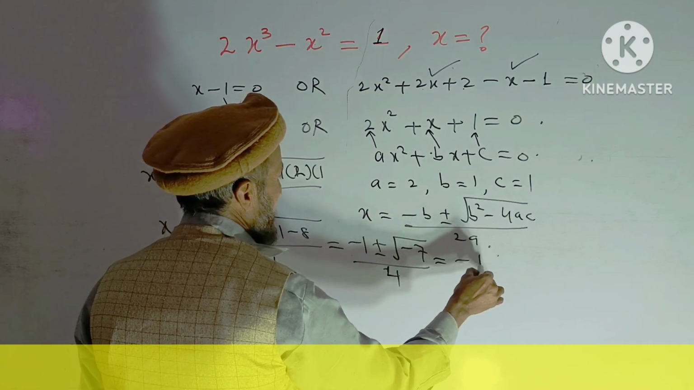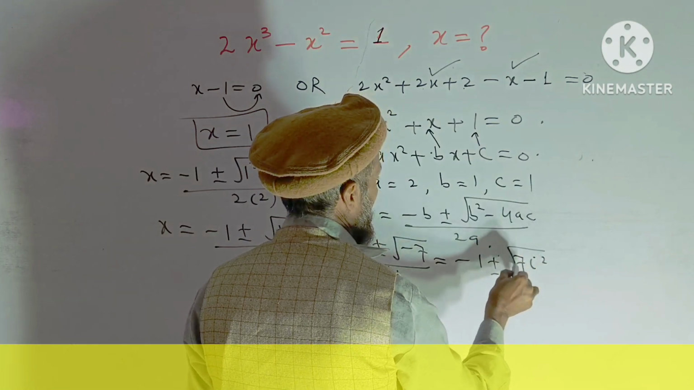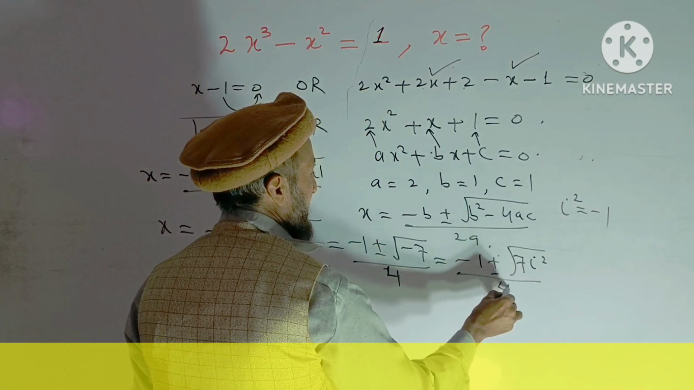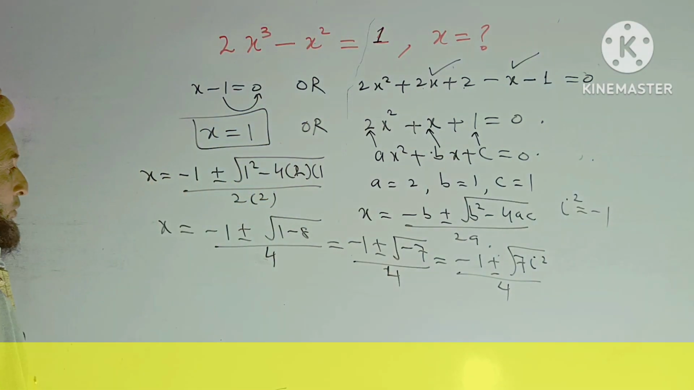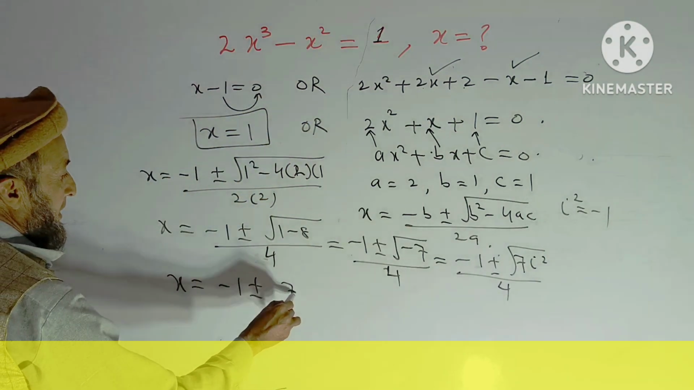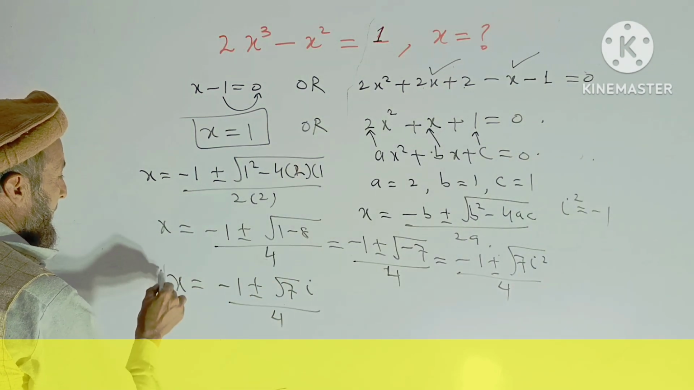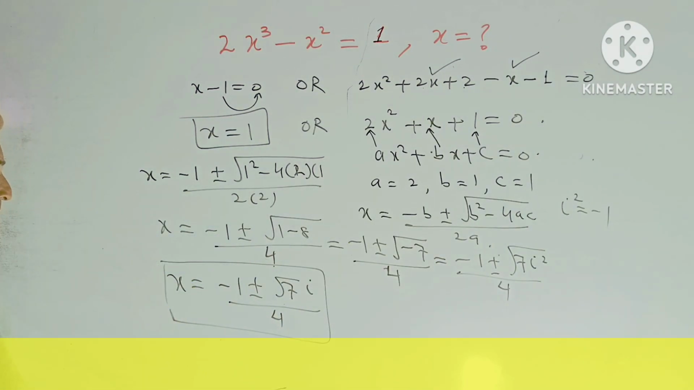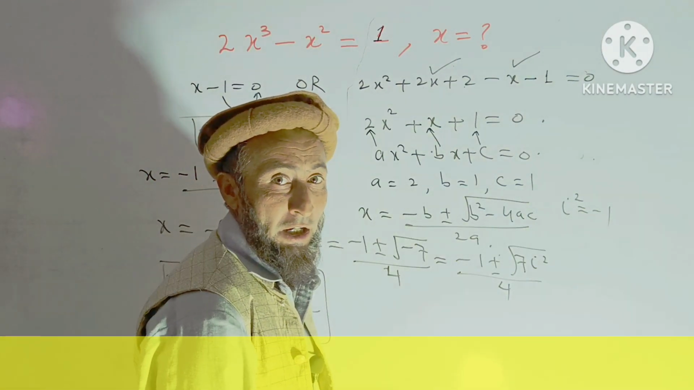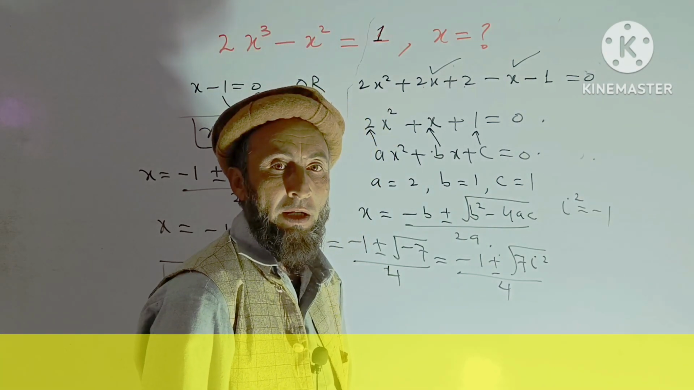If we write minus 1 plus minus, square root of minus is equal to 7 iota square, as we know that iota square is equal to minus 1. In the place of minus, we put here iota square. X is equal to minus 1 plus minus 7 under the root into iota divided by 4 is the other result. So I have already done this in the previous step. So there are so many methods in this question you can apply.